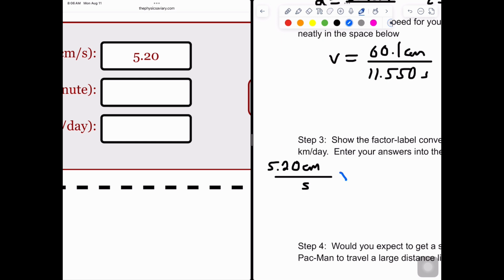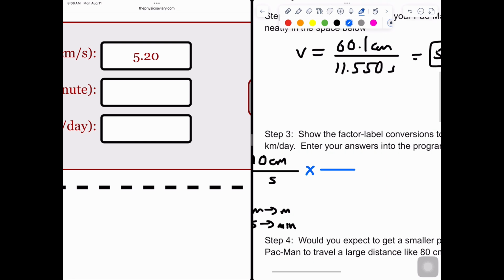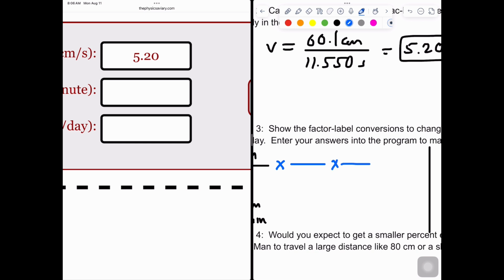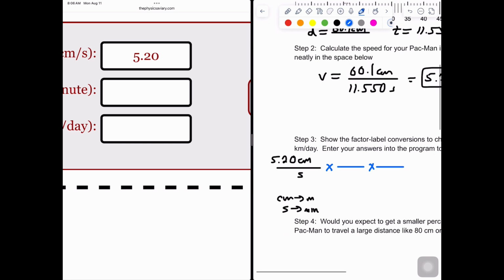Okay, and what we'll do is we're going to convert centimeters into meters and seconds into minutes. We're going to do both of them. So it's going to take us 2 steps. So I'll multiply by 2 conversion factors. The first one I think I'm going to switch is centimeters to meters. So I'm going to copy centimeters down here. We're going from centimeters to meters. Well, there are 100 centimeters in 1 meter.